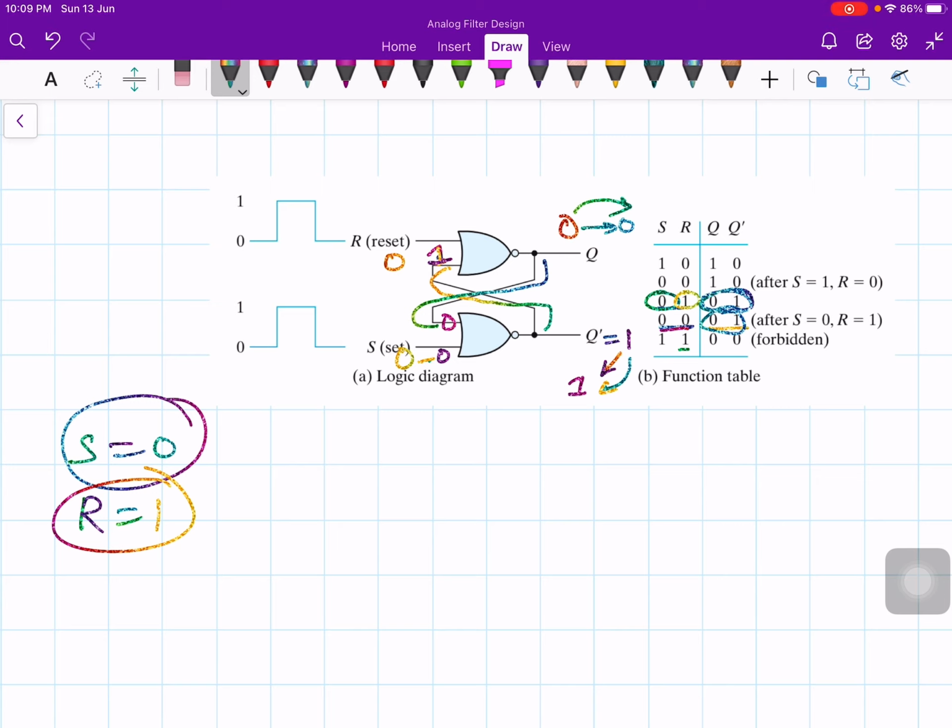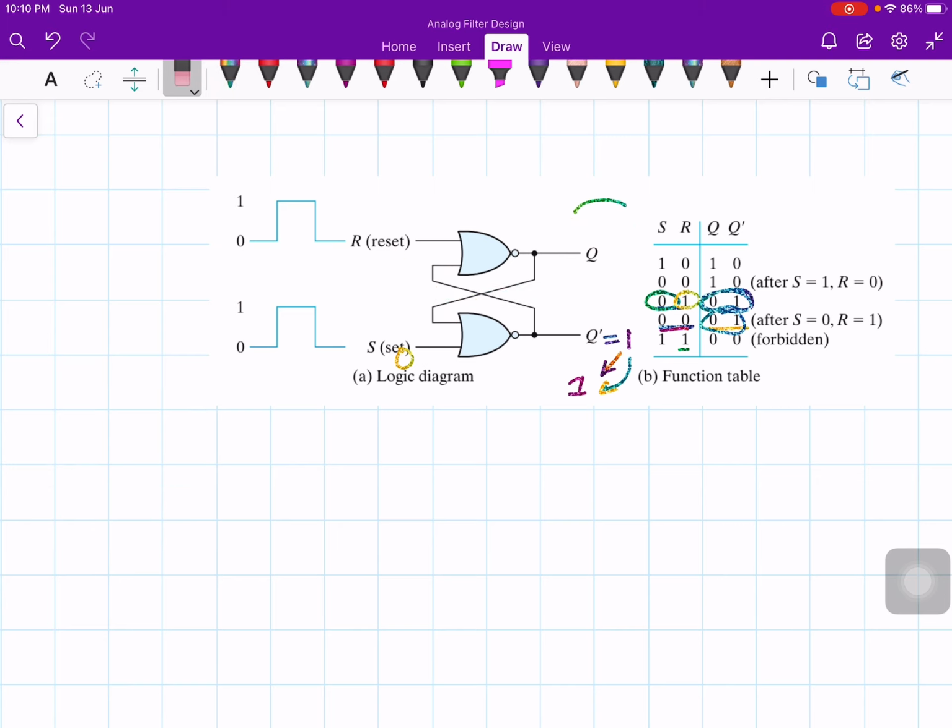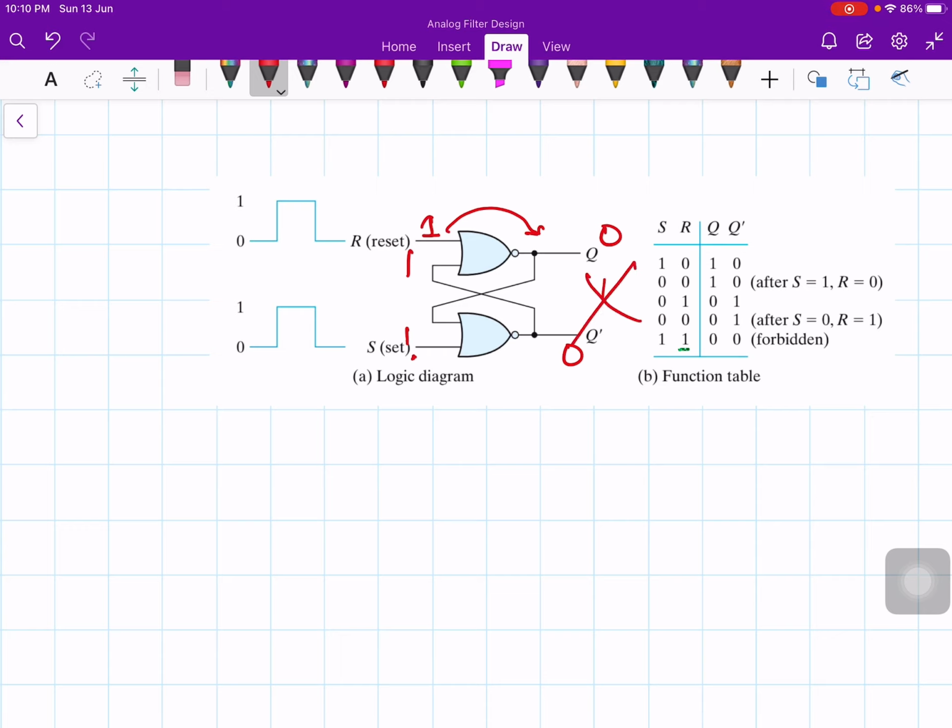Fine, no issues. Now the trouble actually comes now. What is the trouble? The trouble is when you apply 1 1, then there is a problem. See this, if any one input is 1, the output is 0, right? And similarly, if any one input is 1, output is 0. So Q is 0 and Q bar is 0. But as per the design, as per the circuit operation, the outputs are complement of each other. So this is not possible. That is why they said forbidden state.